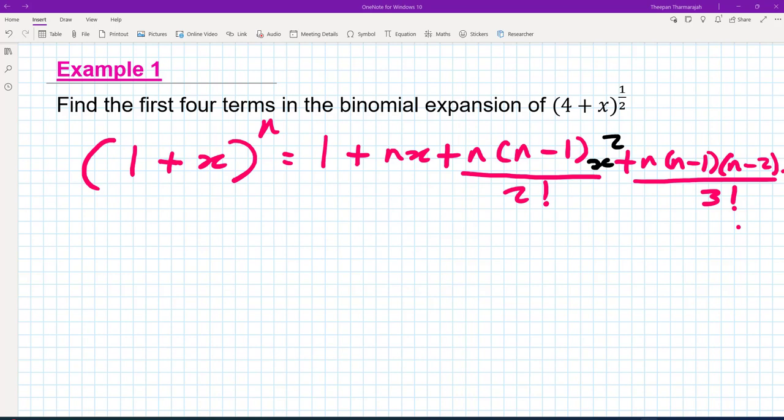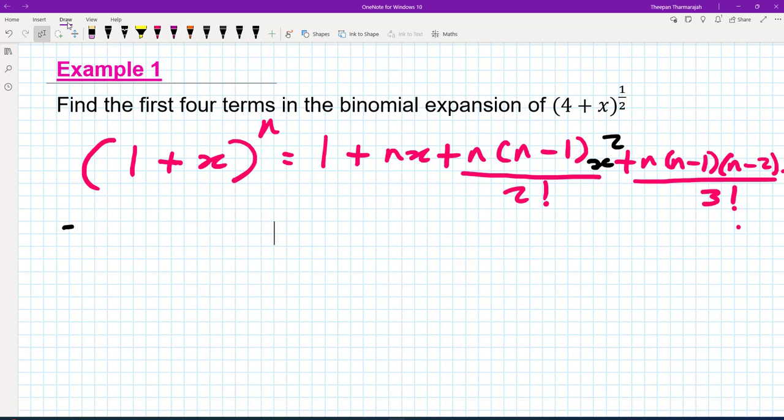So now we're going to go through the second case of the binomial expansion. So we said that all brackets must be of the form 1 plus x to the power of n. Now notice that 4 plus x to the power of a half isn't in that form. So we coerce it or force it to be in that form.